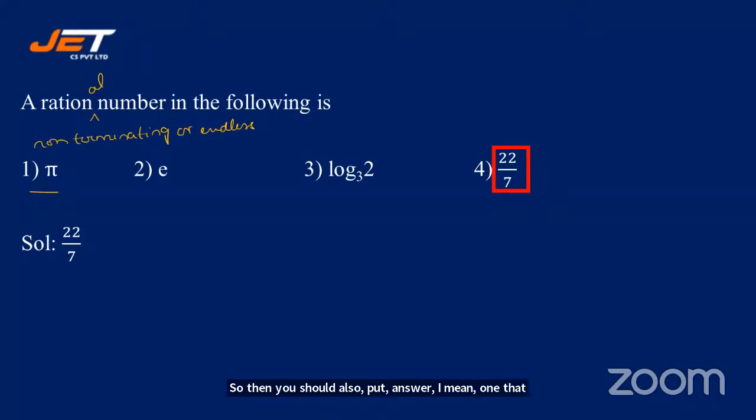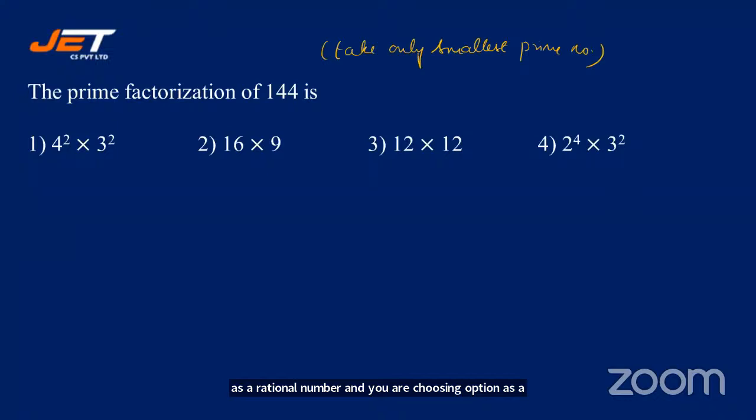But here pi is 22 by 7, but it is a non-terminating number. Okay. But whereas here in option 4, they have given you 22 by 7, which is a terminating one, isn't it? So that is why you are not choosing option 1 as a rational number and you are choosing option 4 as a rational number. All right. Yes. Let's move on to the next question.